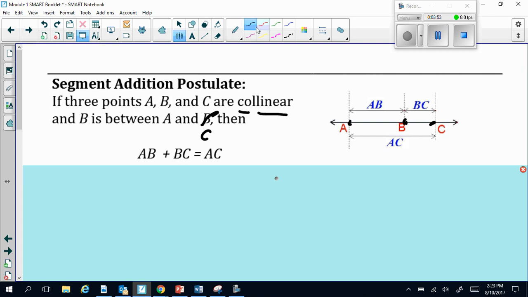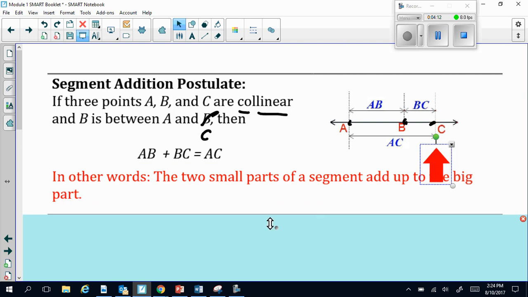So we are looking at this segment from A to B, and then the measure of that segment from A to B plus the measure of the segment from B to C is equal to the measure of the segment from A to C. In other words, the two small parts of the segment add up to the big part. That's all we're doing there.